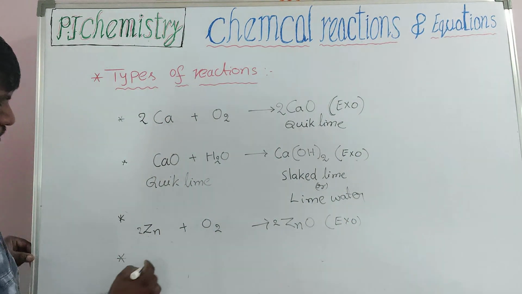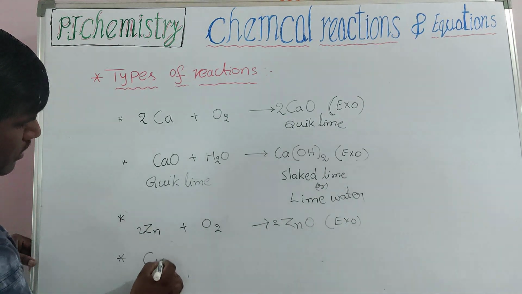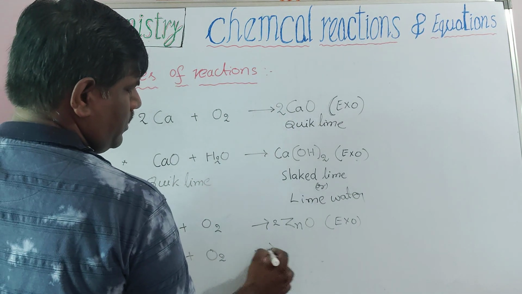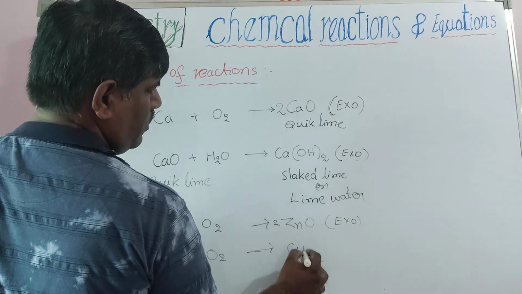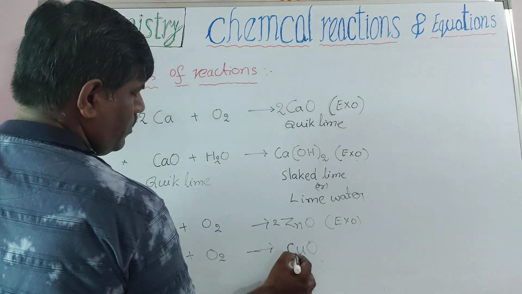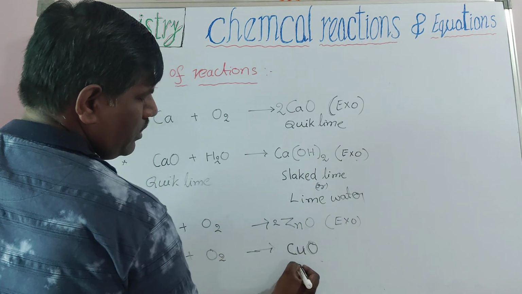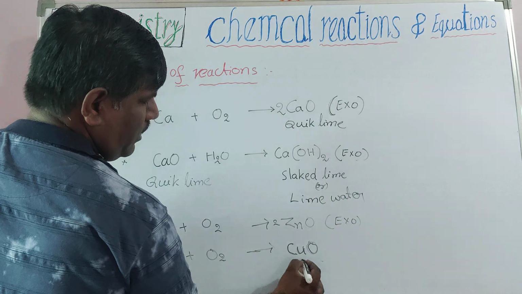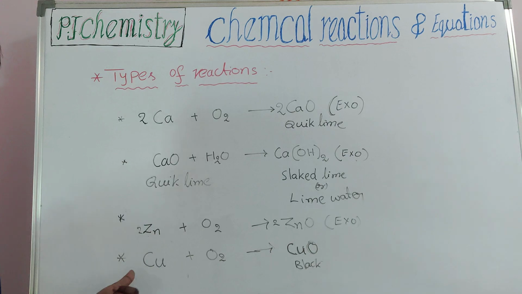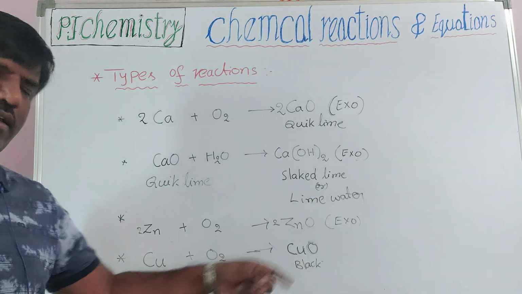Next, copper burns in the presence of oxygen, it forms cupric oxide, CuO. The color of CuO is black. Generally, copper is reddish brown in color. When it gets burned after forming a new substance, it turns black.